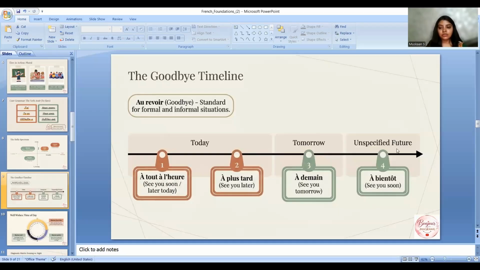Next is the unspecified future. It is à bientôt, see you soon. It means that we can meet anytime, like in 3 days, 4 days, 5 days. It is not specified at which time or on which day we will be meeting. It is just see you soon. So at that time we will be saying à bientôt. Here, à tout à l'heure and à plus tard mean that we will be meeting today itself, after some time. But à bientôt means that we will be meeting, but we don't know the specific time. So it is like an unspecified future.